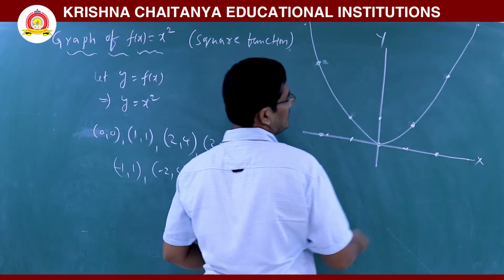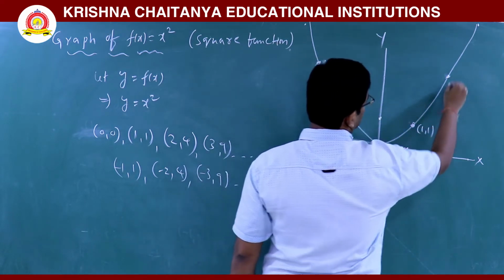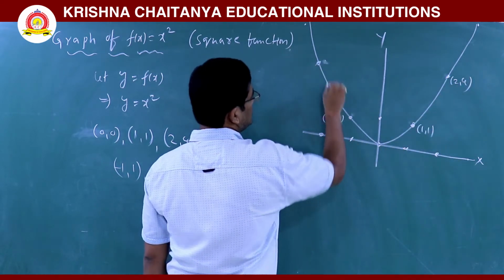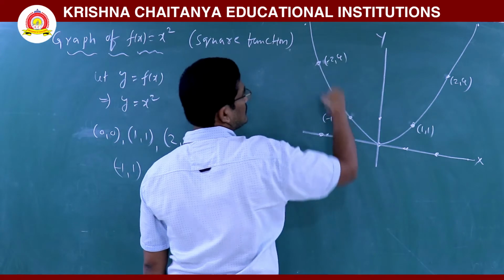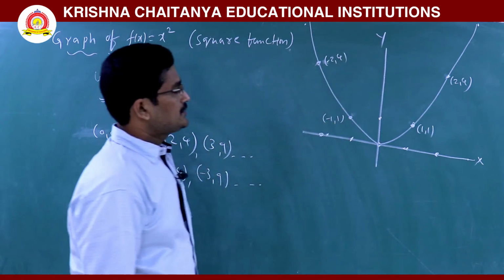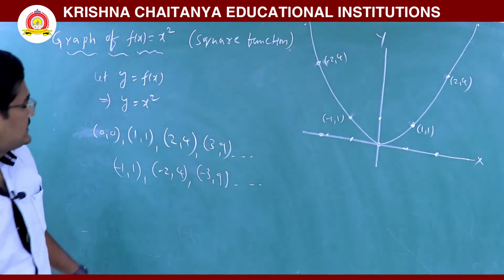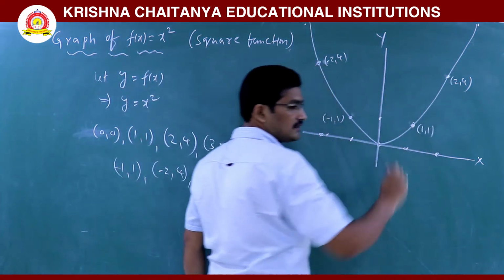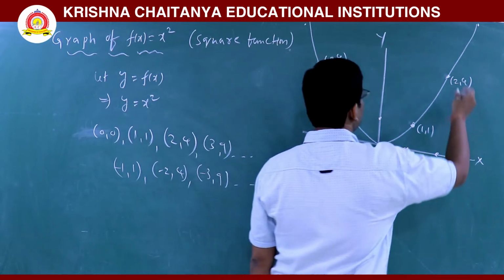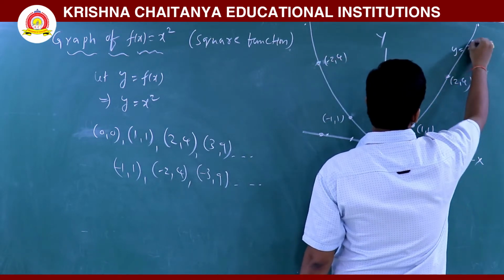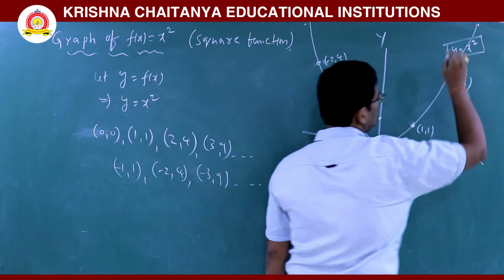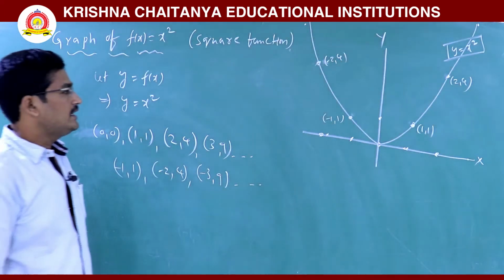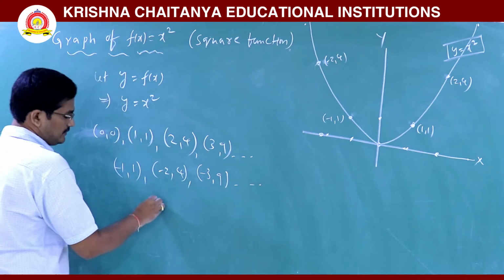This is the point (1, 1). This is the point (2, 4). This is the point (minus 1, 1). This is the point (minus 2, 4). So we have to connect all those points, and you will get the shape of this one. This is a parabola. So this is the curve y equals x square. This one represents a parabolic shape. So the graph of y equals x square represents a parabola.